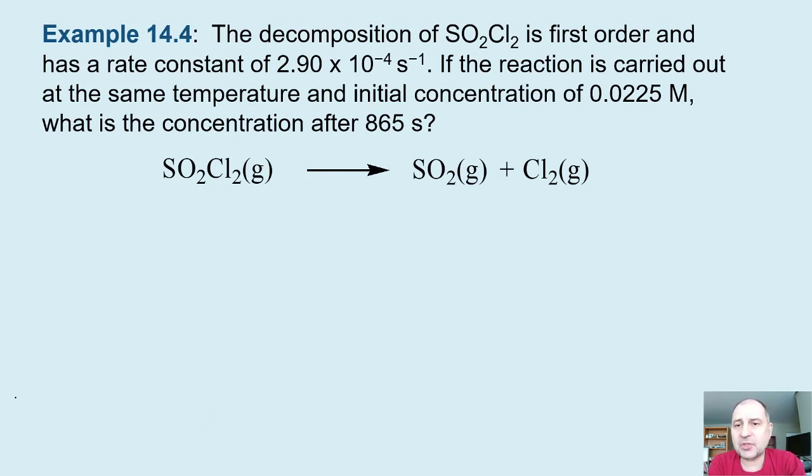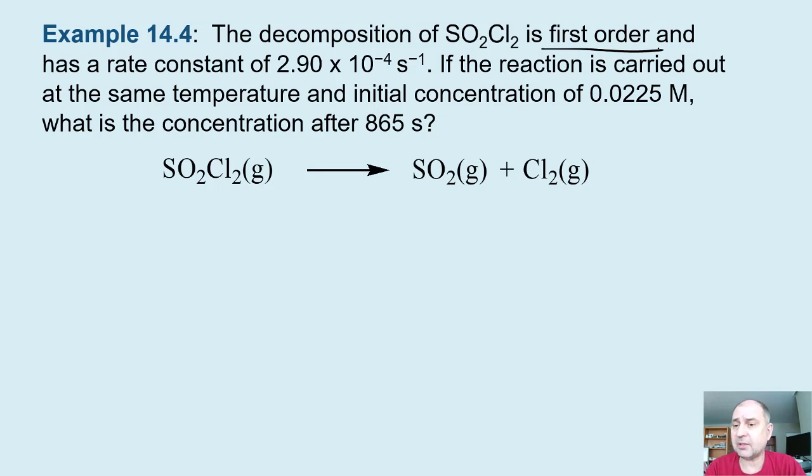So the decomposition of SO2Cl2 is first order and has a rate, so that's great, right? It's telling you it's first order, and then you go look at your chart, you can find your integrated rate law, or if it's asking for half-life, you can look up the half-life. But that's good and important, and it gives you a rate constant, so they give you k, and then they tell you that the reaction is carried out at the same temperature. That's important because your rate can change. Temperature affects rate, so it needs to be done at a constant temperature.